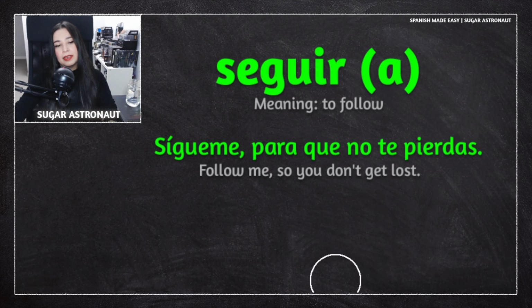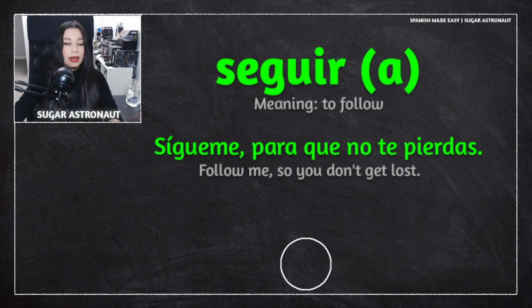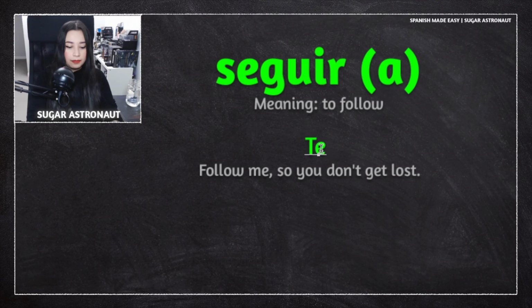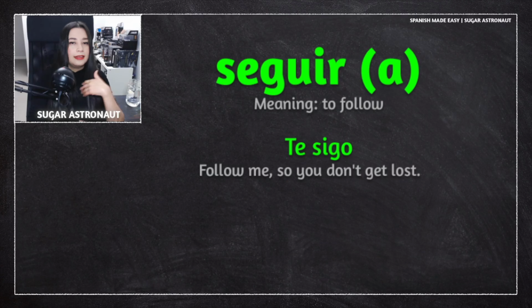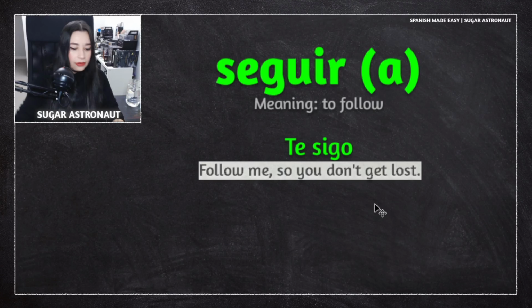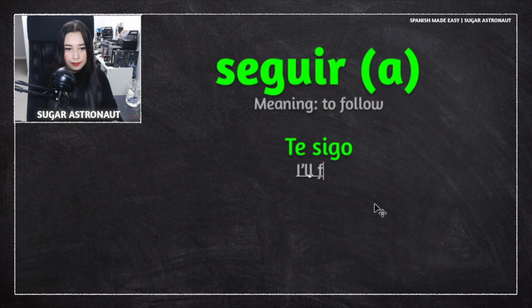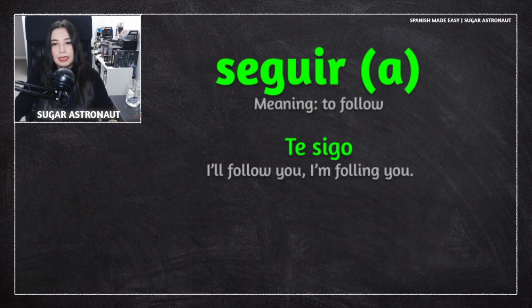Sígueme, okay? If you wanna say, I'll follow you, then you would say something like te sigo, okay? So it's similar to when you say te amo, right? I love you. So it's similar to that. You need to use te sigo, okay? Te sigo means I'll follow you. Or similar to saying I'm following you. That's the thing in Spanish.